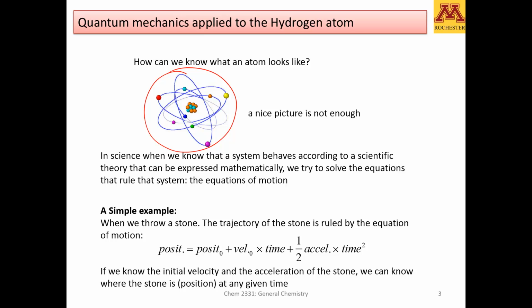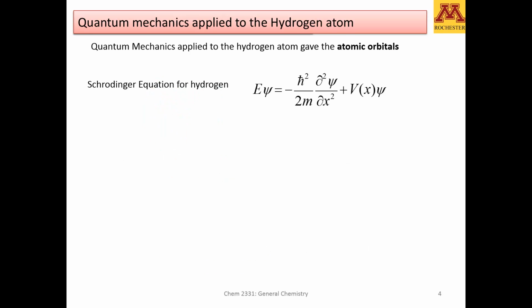If you have taken physics, probably you're familiar with the equation of motion of a stone being thrown. The position of the stone depends on the initial position plus the velocity times time plus 1/2 of the acceleration times time squared. This is a very simple equation of motion. The equation of motion for the electron inside the hydrogen atom may be a little bit more sophisticated, but it tries to answer the same question. Where is the electron? And this is what the Schrodinger equation is.